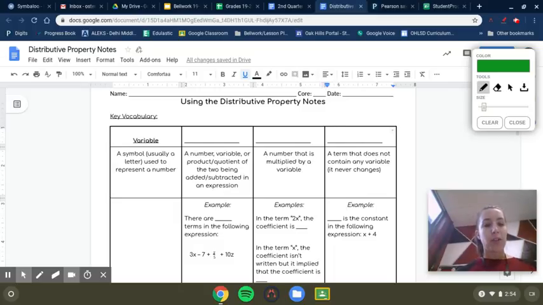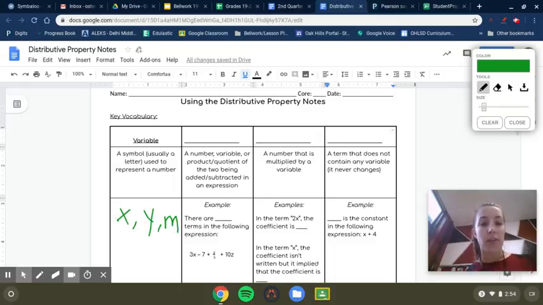For your first vocab word, you learn about variable. A variable is a symbol, usually a letter, used to represent a number. The most common variable that's used is x. You'll also see it used as y, but you'll also see any other letters used for it. Those are all just letters that usually represent a number.